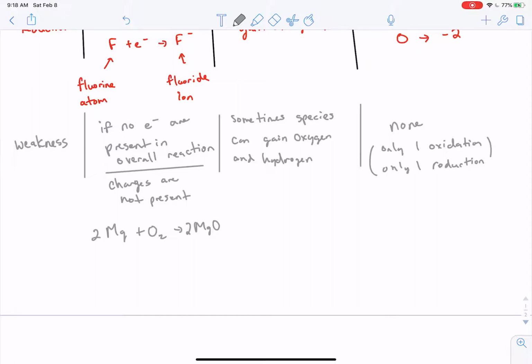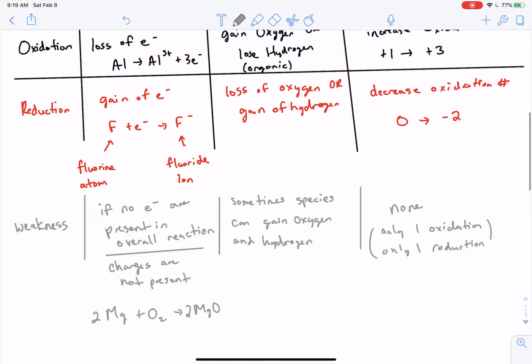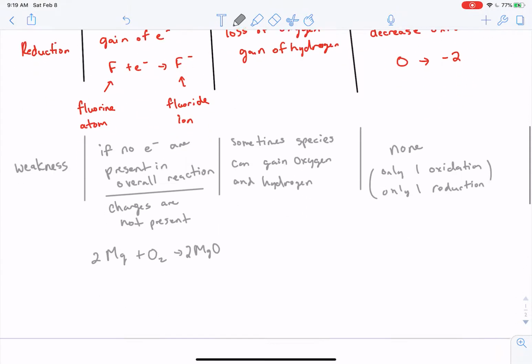Yes, Anand? Is that just in the reaction, or can it be written in a way that shows the electrons being changed? No, I don't believe you can write these synthesis reactions to accomplish that. Questions about that? Okay, so those are the three definitions that you need to be familiar with.